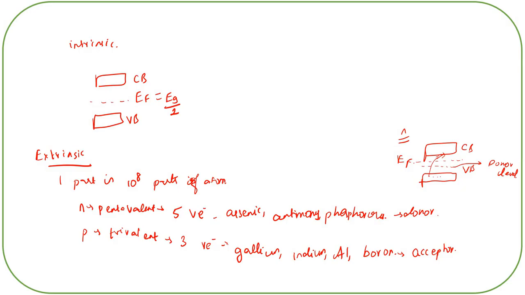For p-type semiconductor, we have a line called the acceptor line. Similarly, we have the valence band and conduction band. The Fermi level line EF lies near the valence band, and the imaginary line near the conduction band is called the acceptor line.